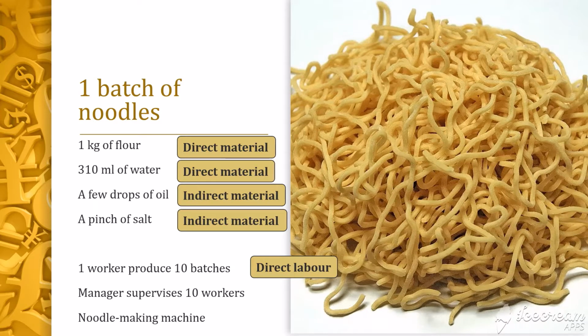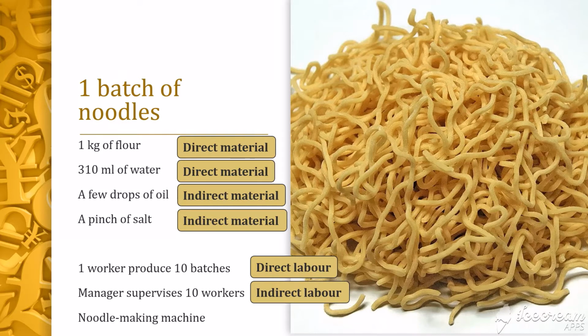The production manager will supervise 10 workers. He is not directly involved in the production process. Rather, he helps facilitate the production process. Hence, his work cannot be traced to each batch produced. His salary is an indirect labor cost.